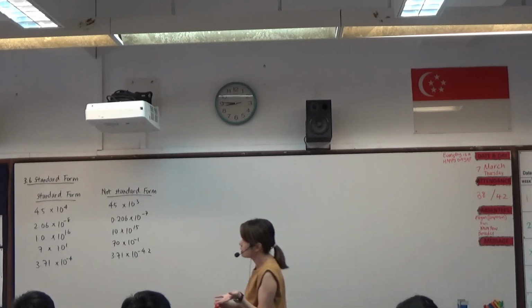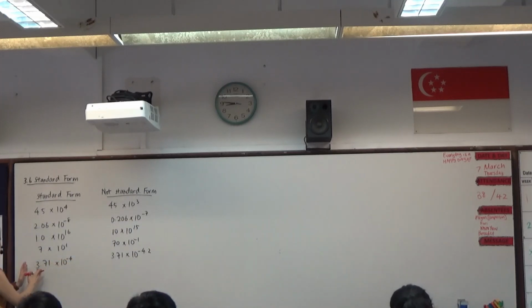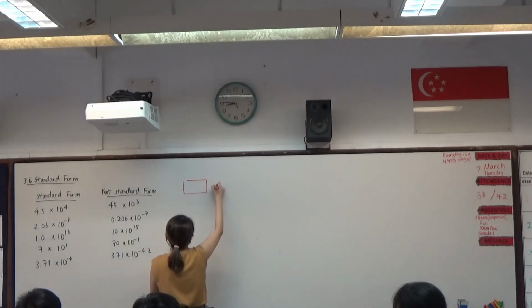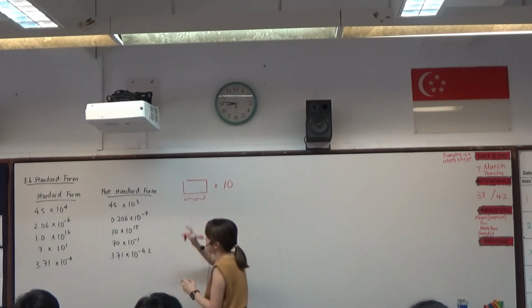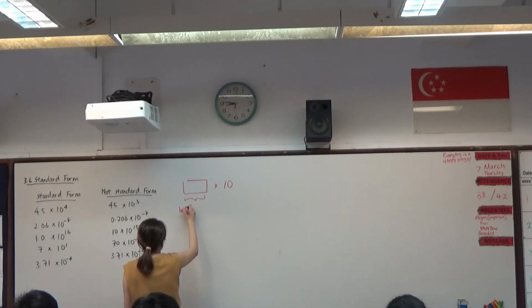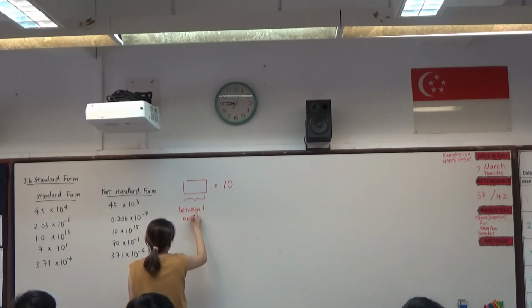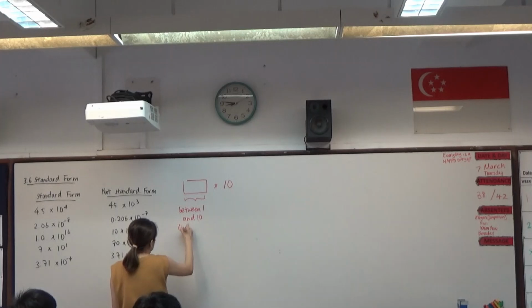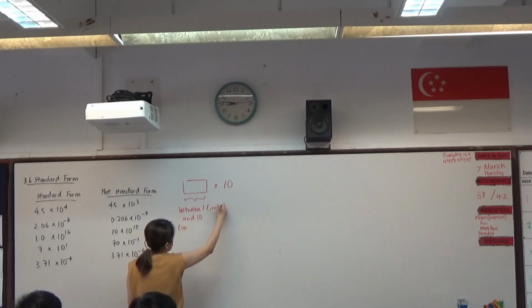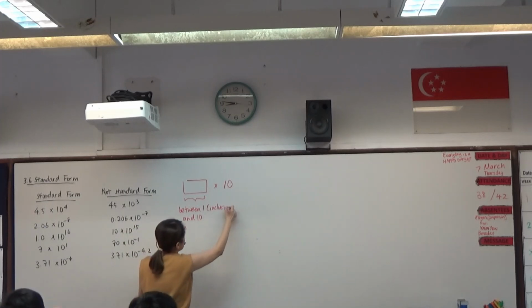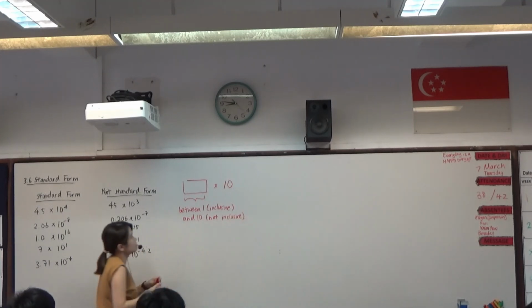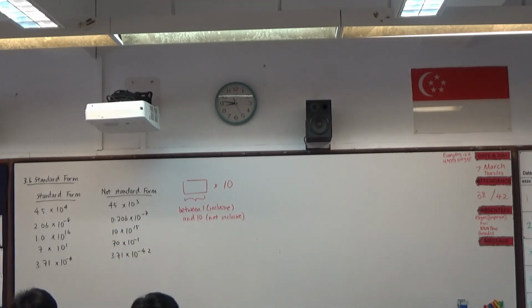Yes, Jovan says that the number over here is between 1 and 10, inclusive of 1 and not inclusive of 10. So this is what he observes. Any other observation?